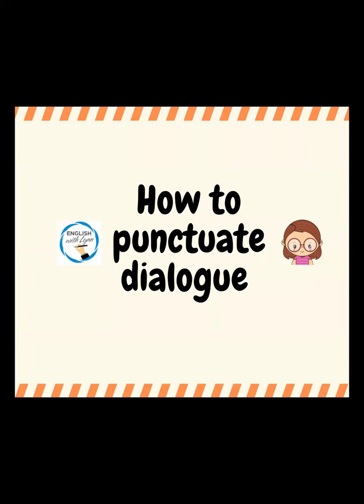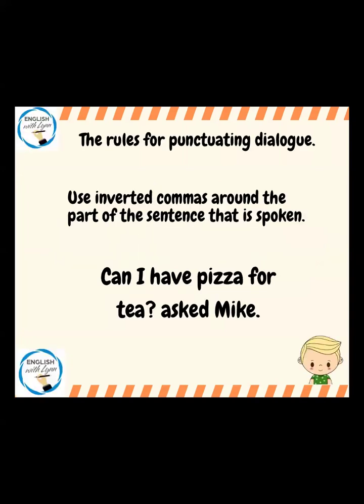Now, there are a lot of different rules that you need to remember, okay? The first one is that when you are punctuating speech, you need to use what we call inverted commas. Sometimes at school, you might call these speech marks, or 66 and 99, or even quotation marks. So they have lots of different names.